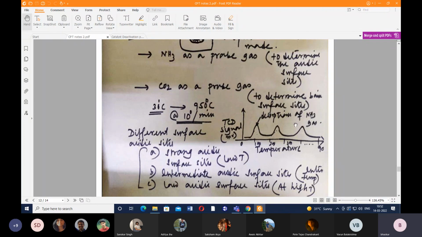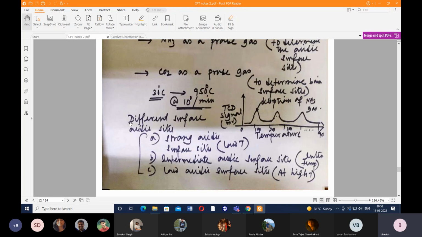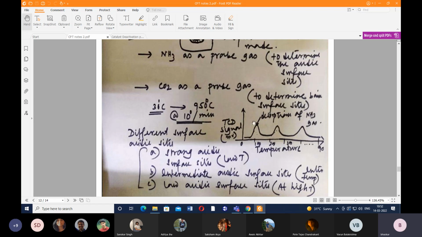That means we have weak acidic surface sites, intermediate acidic surface sites, and strong acidic surface sites. Strong acidic surface sites respond at a very low temperature. Intermediate acidic surface sites respond at intermediate temperature. Similarly, the weak acidic surface sites we'll get at high temperature. Always remember this. Here I have also written down the different surface acidic sites: strong at low temperature, intermediate at intermediate temperature, and finally weak acidic surface sites at high temperature. So here, let me explain this again.